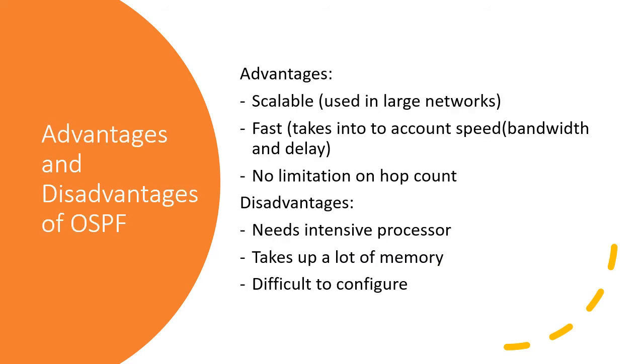The advantages and disadvantages of OSPF include: it is scalable, so it is used in large networks. It is very fast because it takes into account speed, bandwidth, delay, all that. There is no limitation on its hop count. Its disadvantages include: it needs an intensive processor and it takes up a lot of memory, and it's also difficult to configure.